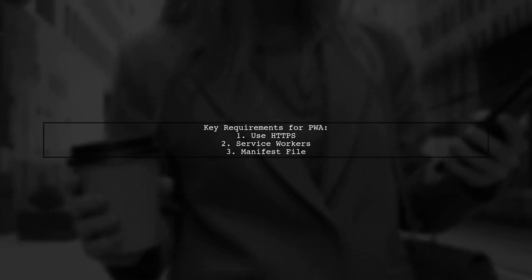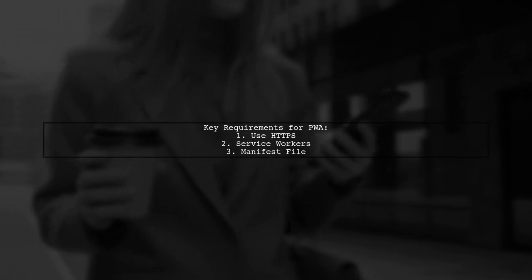To successfully add a progressive web app to your mobile device, make sure you don't overlook these key requirements. First, use HTTPS instead of HTTP. Second, ensure you have one or more service workers set up. Lastly, include a manifest file.